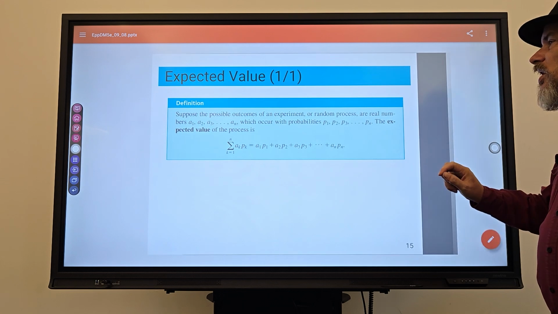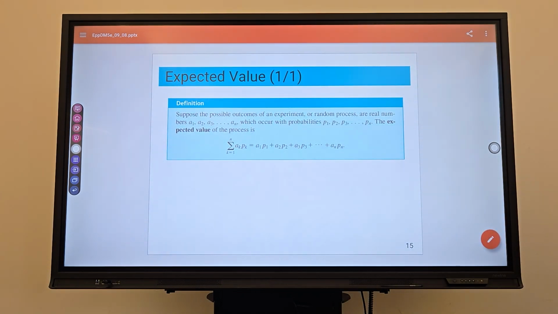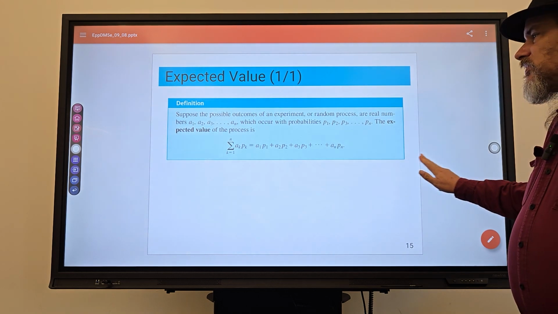Expected value. Suppose the possible outcomes of an experiment or random process are real numbers, A sub 1, A sub 2, A sub 3, etc. to A sub n, which occur with probabilities P sub 1, P sub 2, P sub 3, etc. The expected value of the process is the summation from k equals 1 to n of A sub k times P sub k. So that is the expected value.